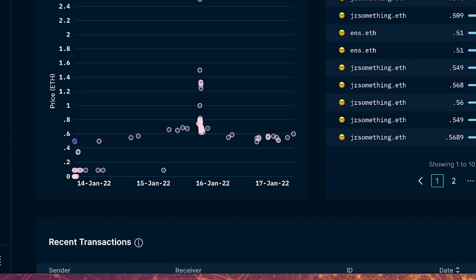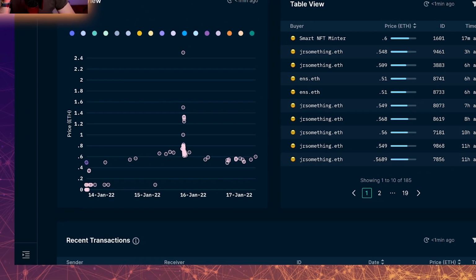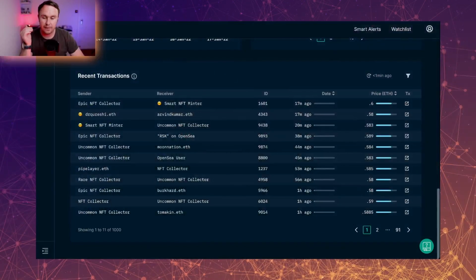When it comes down to smart money, it is a similar story. If you can get in under that 0.5 to 0.4 mark, you're in a good position for an entry point for where the smart money has bought into the project. And then having a look at the recent transactions to see how fast the floor is moving.